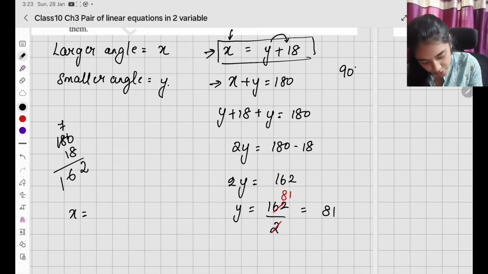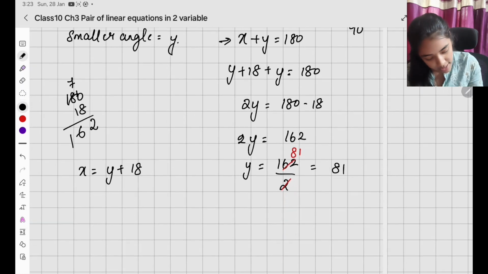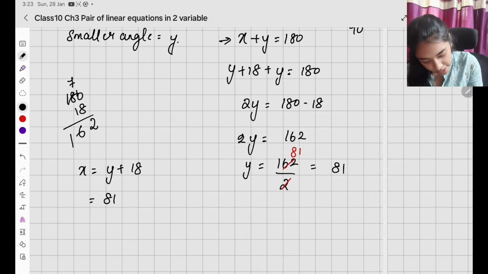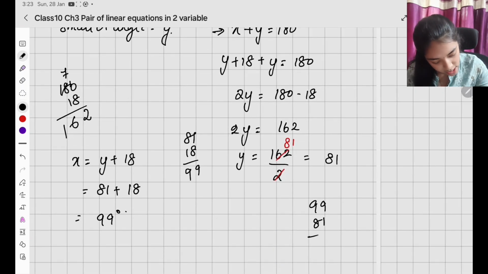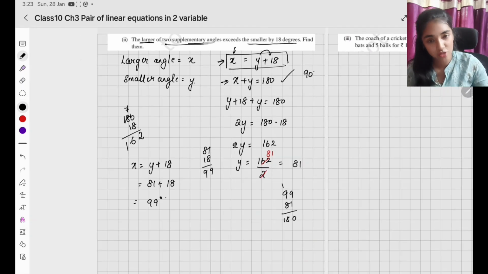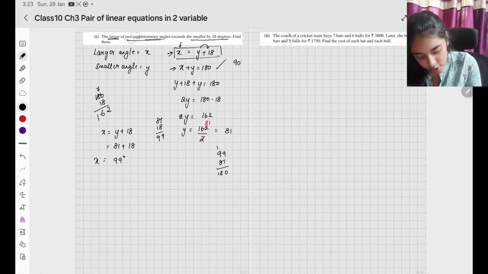You can find it from here. So x equals y plus 18. So this is going to be 81 plus 18, and 1 and 8 is 9, and 9. So 99 degrees. Okay. 99 plus 81, 180 varudha parunga. So 99 plus 81 is going to be 10, 1, 180. So in the equation la check panniyaachu. Okay. So we have the two angles to be 99 degrees and 81 degrees.